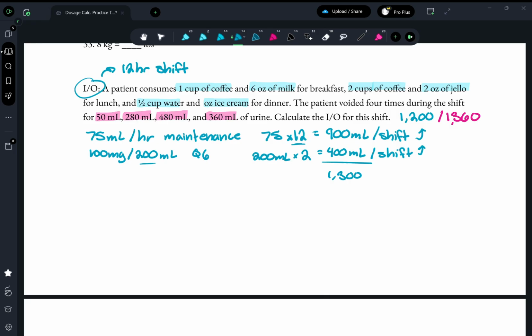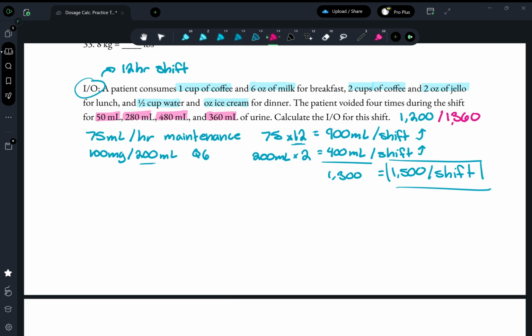Why is that? Always keep your numbers straight, guys, because mine are not. Looking at my notes like, what did I write? 75 times 12. Yeah, that's not 1000. Okay. Weird. For some reason I got 1485 for the intake. Anyway, so the new intake is going to be 1500, right? 1500 in the shift is our new intake.